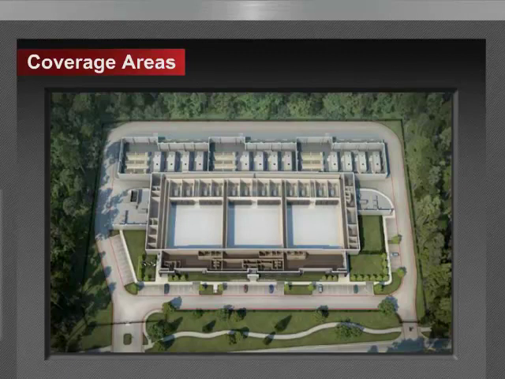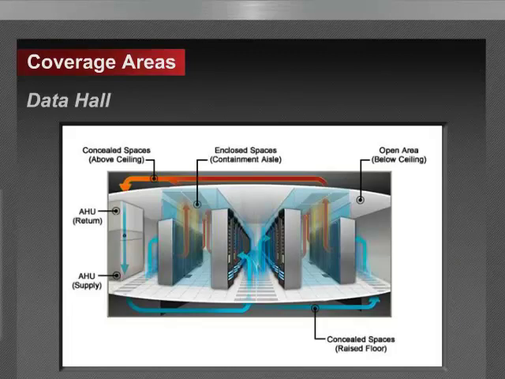So let's look at it by area. As we start with the data hall, we'll consider placement of sampling points within concealed spaces housing combustibles, such as above false ceilings or below raised floors, in enclosed spaces, such as within containment aisles or at the point where air leaves the enclosure, within open areas below the ceiling, and at the return or supply side of air handling units.